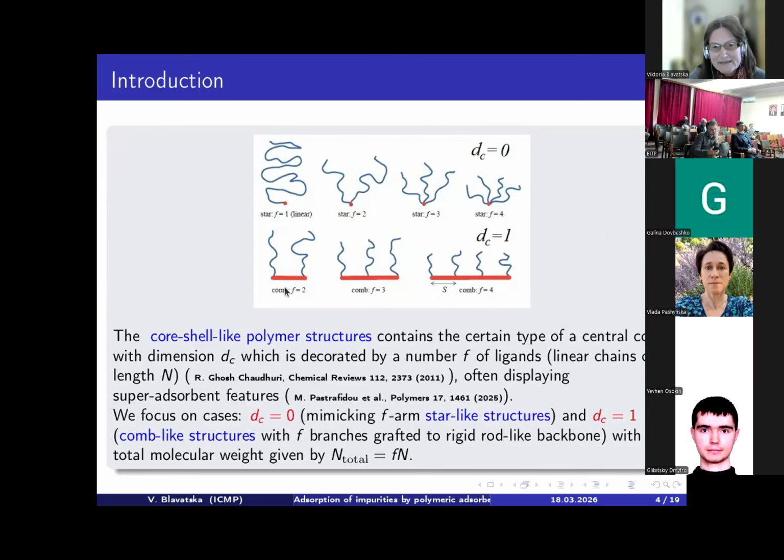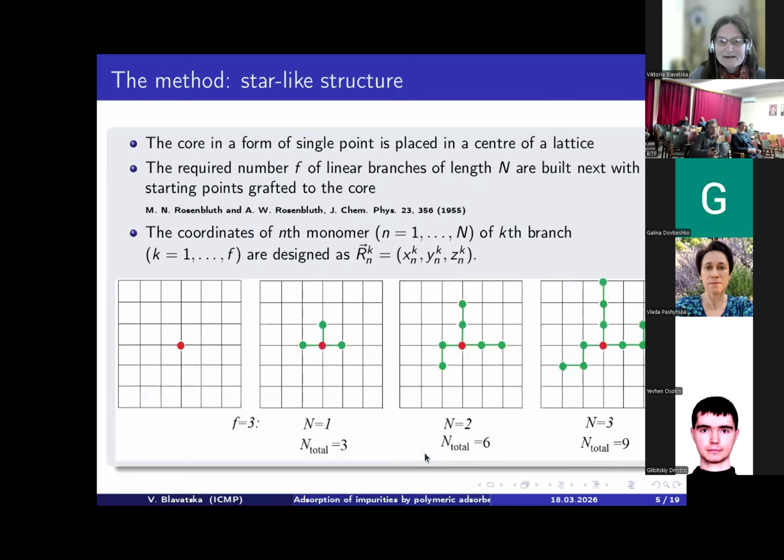And if we take a rod-like core, and again graft some number of linear chains, here we can also introduce a separation length, denoted here as capital S. This is the separation between two grafting points. What we receive as a result is known in polymer science as a complex structure. So we will consider star-like structures and complex structures. F is the number of these grafted linear chains, and capital N is the length or molecular mass of each of these linear chains. So the total molecular weight of such a complex structure is just F times N.